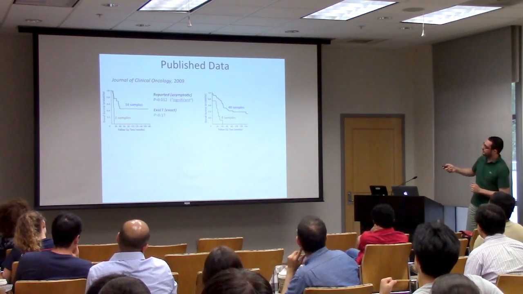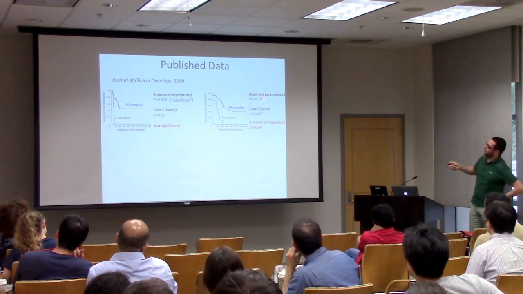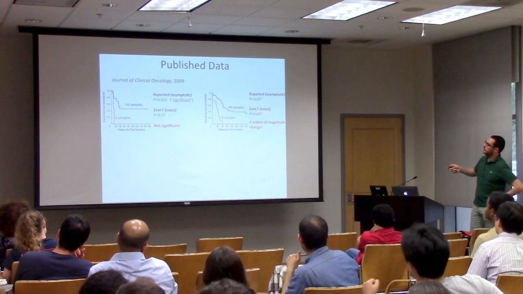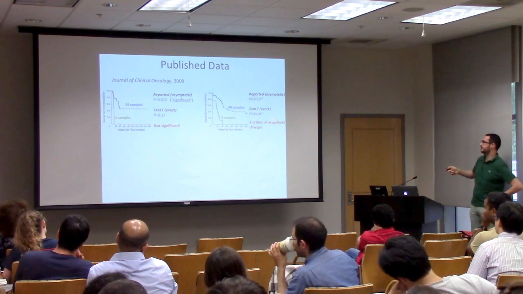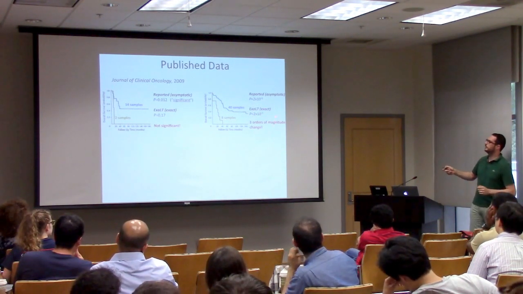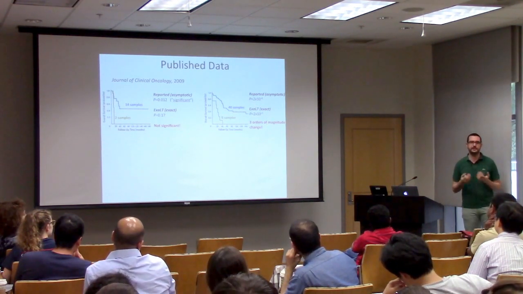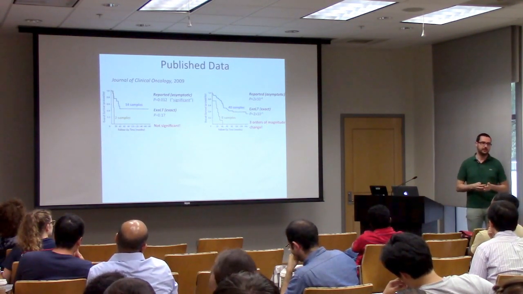Here, instead, what was reported was a p-value of 10 to the minus 6, essentially, and with our method, we got 10 to the minus 3. So it's still significant if you want to use a threshold of significance, but there is a 3 orders of magnitude change. So maybe your interpretation for the results would change using different p-value.